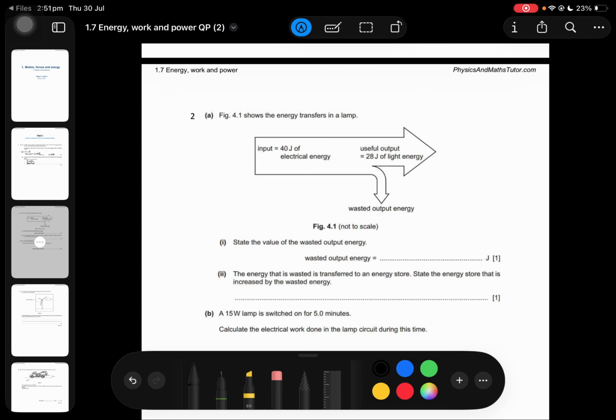Fig 4.1 shows the energy transfers in a lamp. State the value of the wasted output energy. So we just subtract the useful output from the total input, which is equal to 12. So the wasted output is 12 joules.